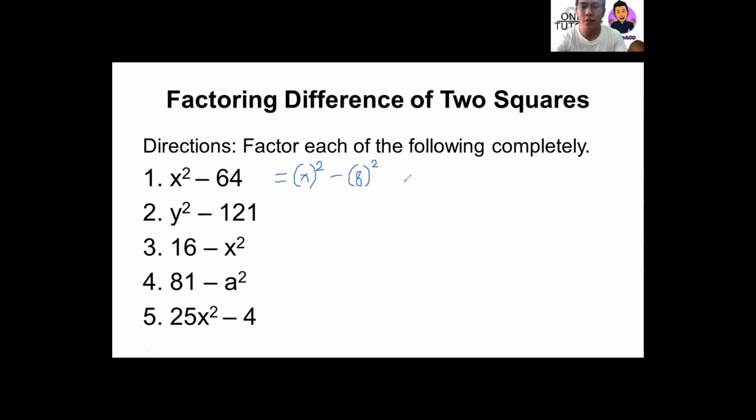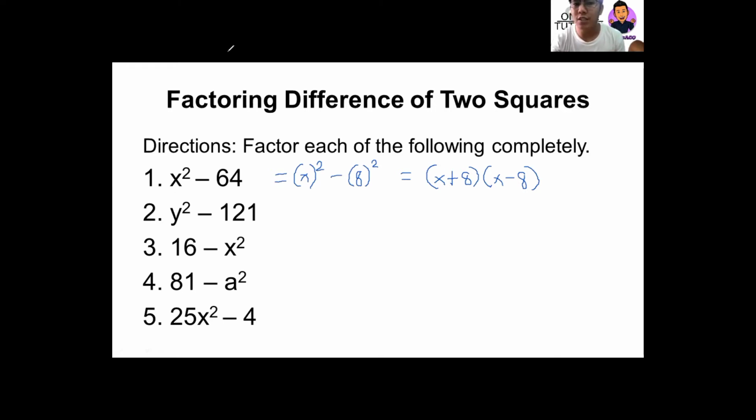So therefore, the factor of x squared minus 64 is, since these are the two terms, x and 8, we will just write the sum and the difference. The sum of x and 8 is x plus 8. And then their difference is x minus 8. Okay? So the product of x plus 8 and x minus 8 is x squared minus 64.